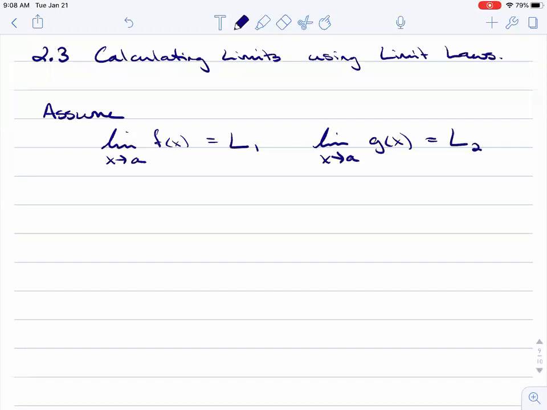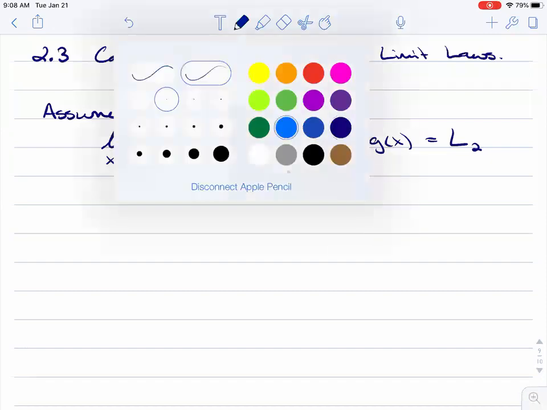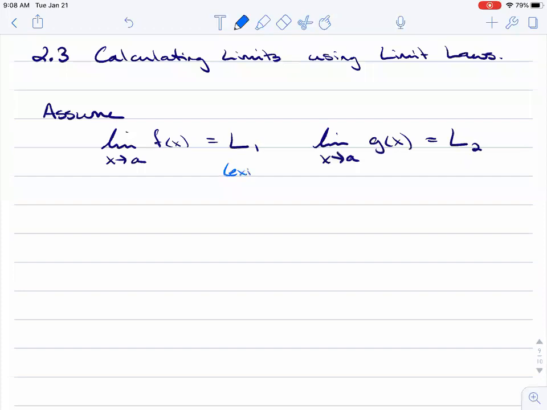So assuming that both of these exist, this means that the first limit exists and it is L1, and L2 exists as well.